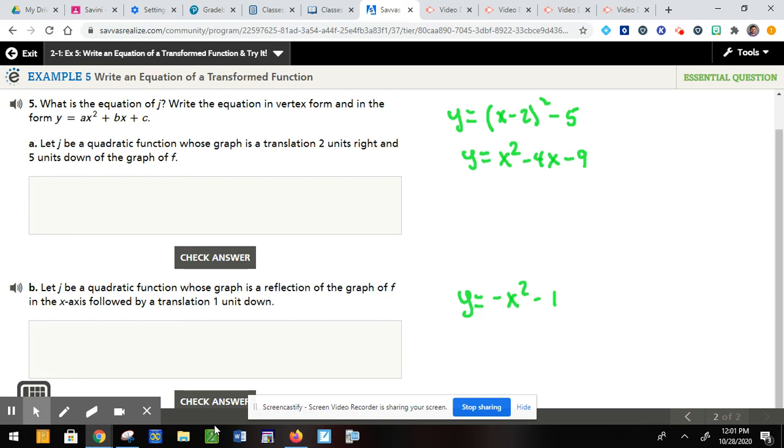For the second part, you're just starting with y equals x squared. When you reflect it, you make it the negative x squared, okay? And then there is no horizontal translation, so there's no need for parentheses. So there is no difference for this one between the vertex form and the ax squared plus bx plus c form. Then translating it 1 unit down is the minus 1 that's on the outside. So it's just y equals negative x squared minus 1. And again, that counts for both forms.